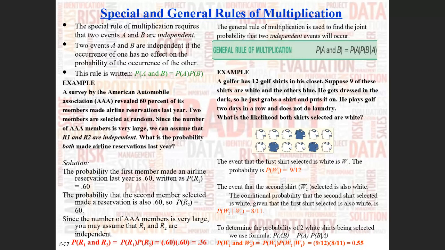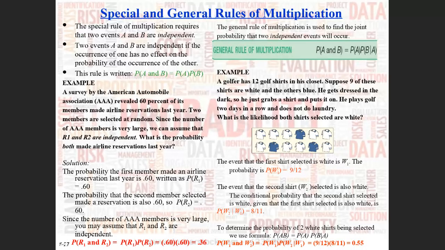Okay, so here's the example. A survey by the American Automobile Association, AAA, revealed 60% of its members made airline reservations last year. Two of the members are selected at random. Since the number of AAA members is very large, you can assume that R1 and R2 are independent. So what is the probability both made airline reservations last year?